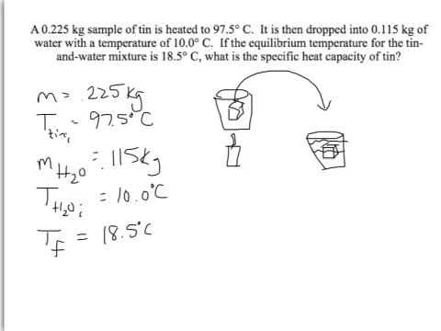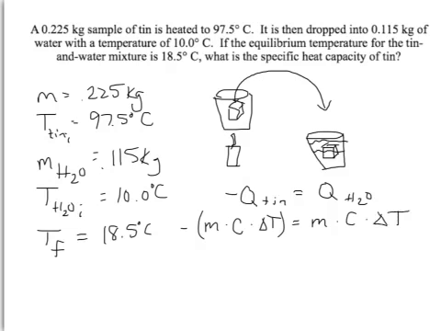We know that energy cannot be created or destroyed, and so the heat lost by the tin must be equal to the heat gained by the water. And the amount of heat transferred is dependent on the mass of each substance, the specific heat capacity, and the temperature change it goes through. Same thing for the water. So if I know the mass of my tin is 0.225, I'm looking for the specific heat capacity of the tin. That's what my final answer is.